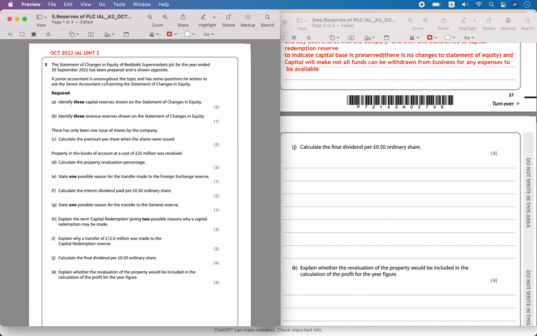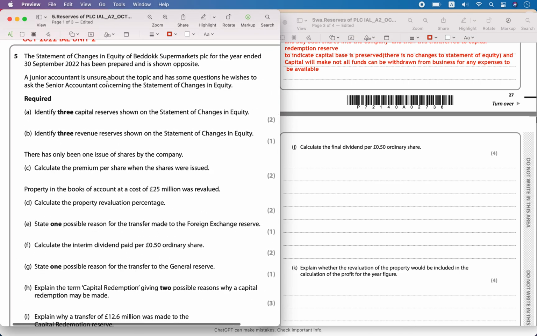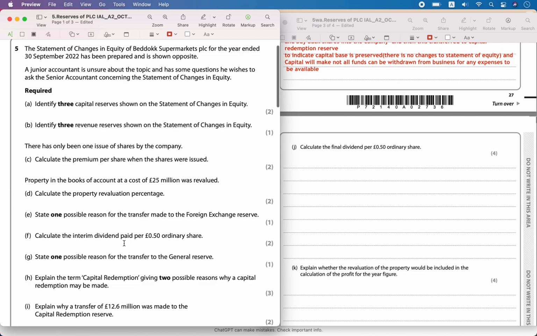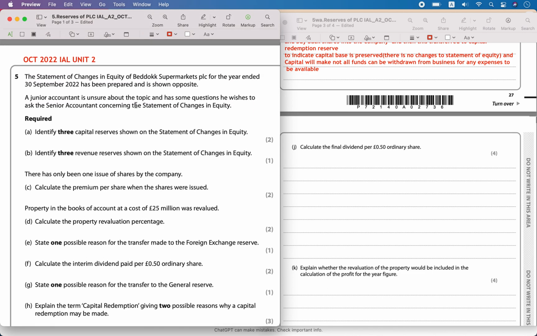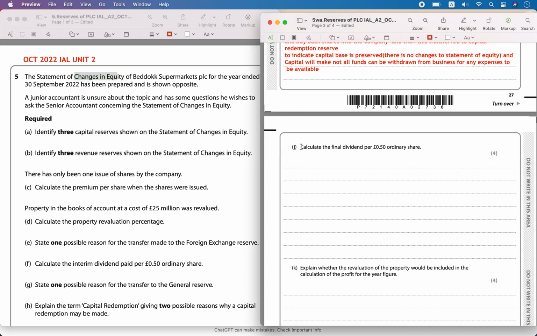We are solving October 2022 IAL Unit 2 question number 5, part J. We are trying to answer the question regarding changes in the equity of Beddokk Supermarket PLC. Part J asks us to calculate the final dividend per ordinary share. The general formula for anything with a rate is: cost is equal to quantity times the rate.